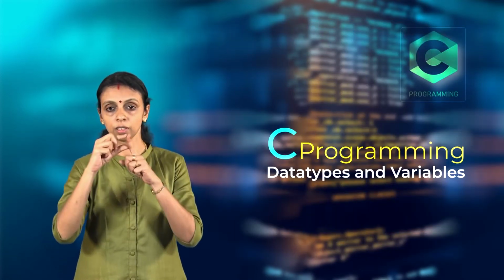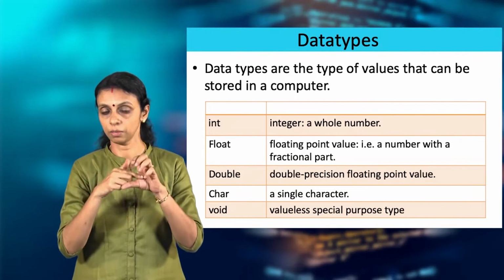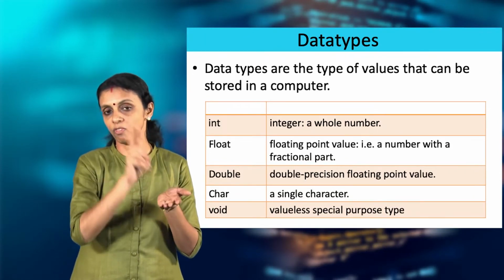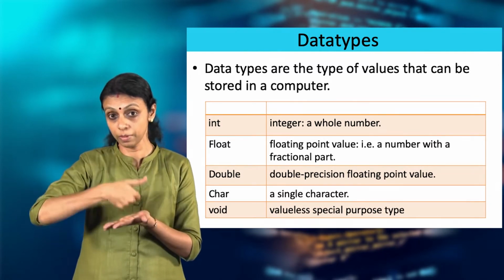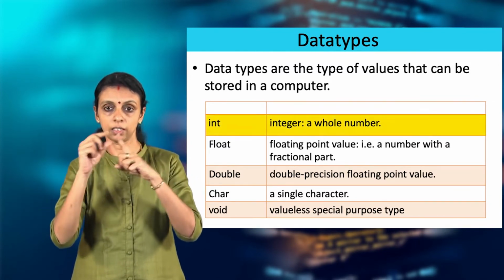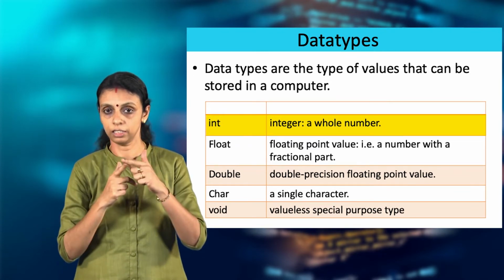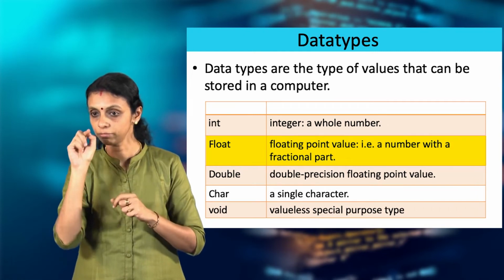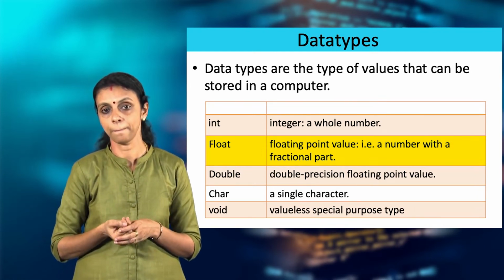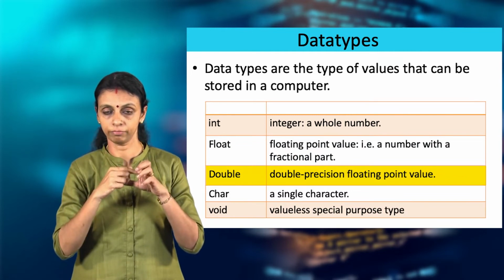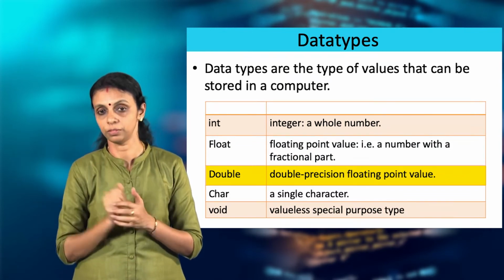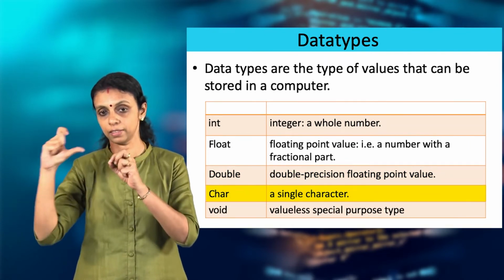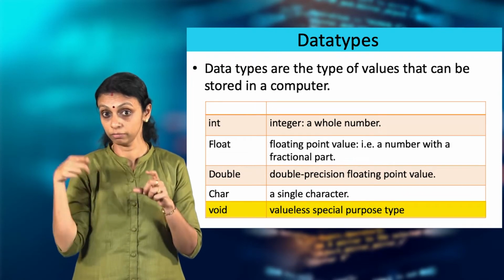Data types are the types of values that can be stored in a computer. There are 5 basic data types associated with variables: int, integer; float, to store a floating point value, that is a number with a decimal part; double, a double precision floating point value; char, a single character; void, a special valueless type.